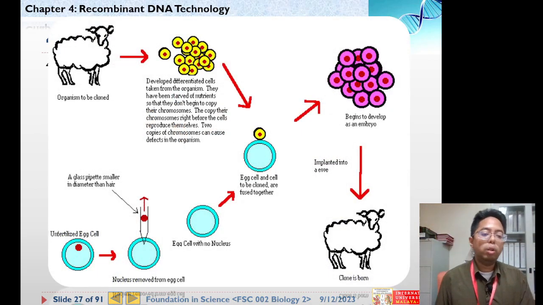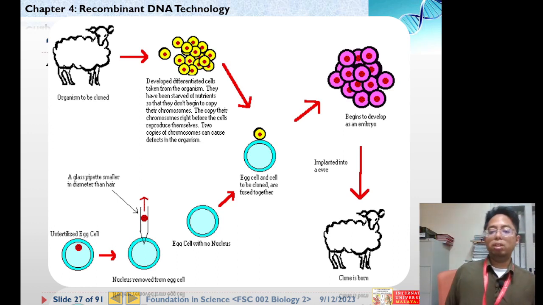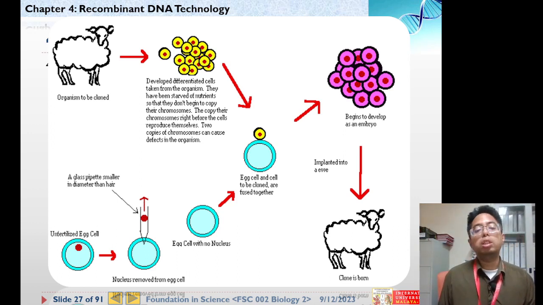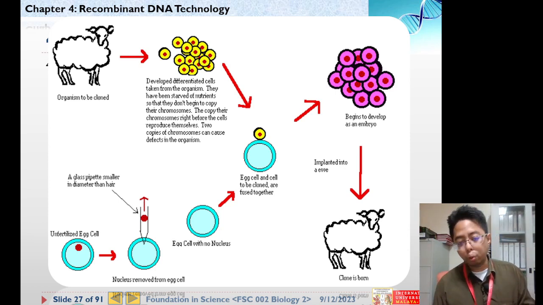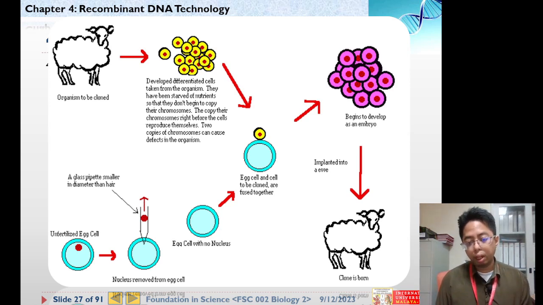So in animal cloning, as you can see here, you have the organism that is to be cloned, with developed differentiated cells, and then you replace an egg which has been enucleated, meaning the nucleus has been removed, with the nucleus of the organism that we want to clone, and hopefully the nucleus will develop into an embryo and create a clone.